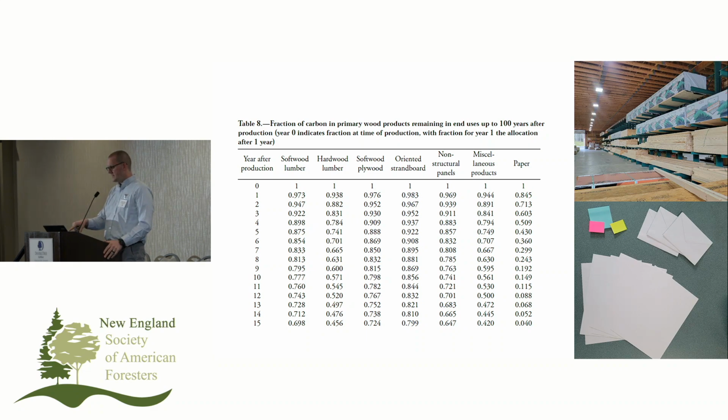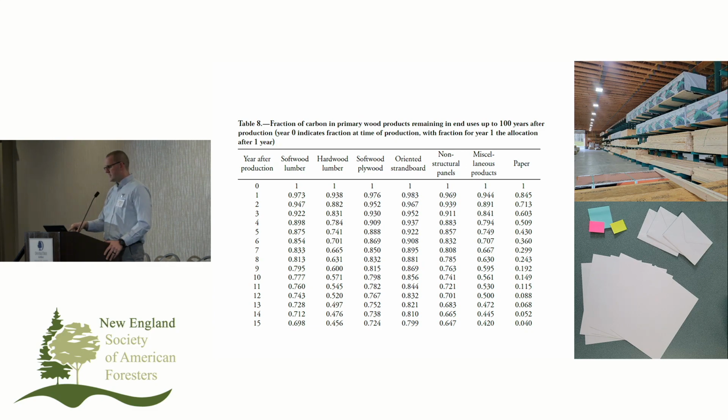So if you figure there's 97% of that piece of softwood lumber available at year 1, at year 15, you've got just 70%, or 69.8% of that wood remaining. And so you can see how it's decaying through time. It's either going to a landfill or it's being emitted to the atmosphere.